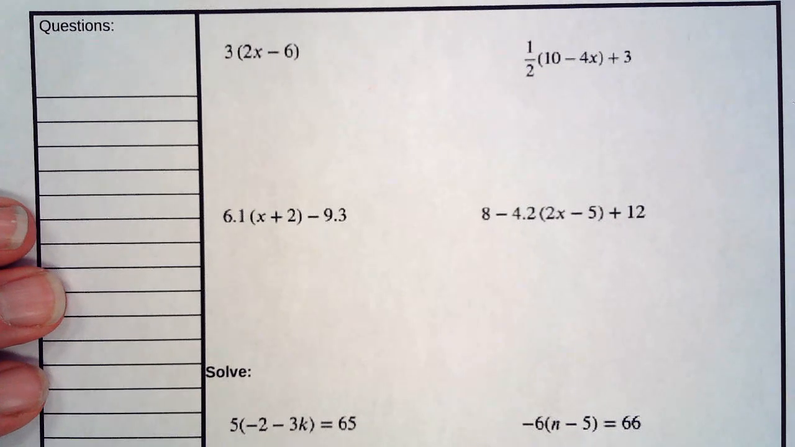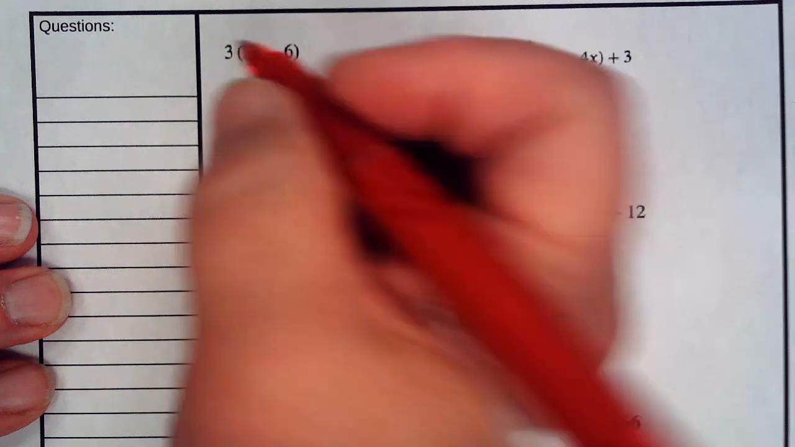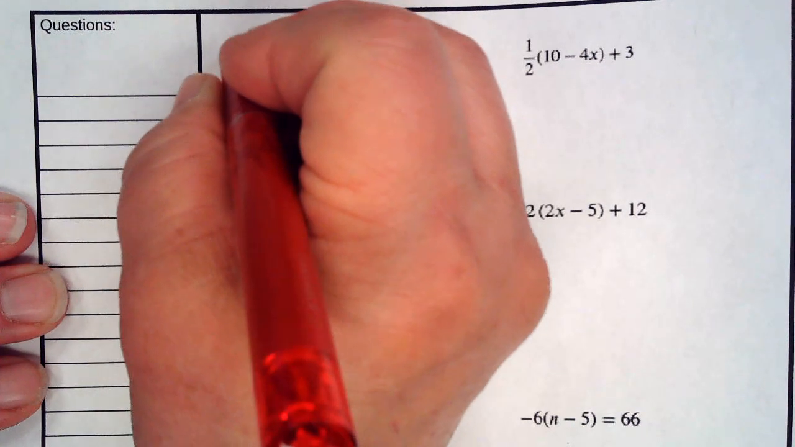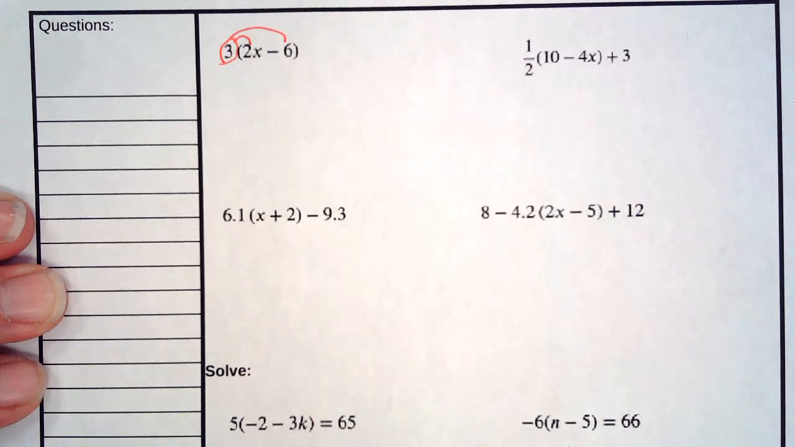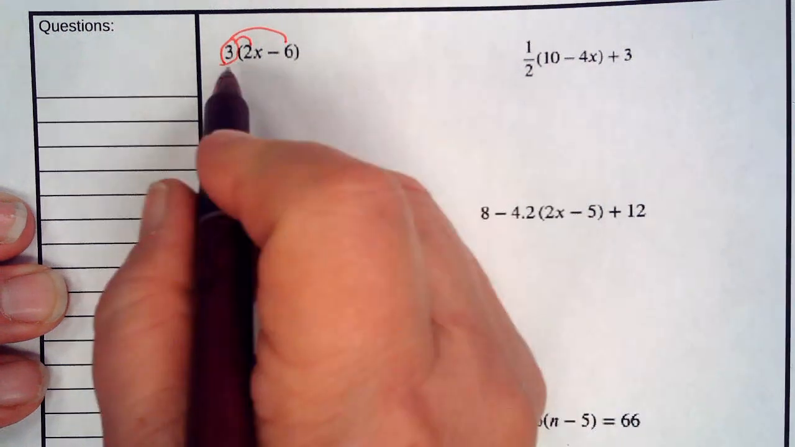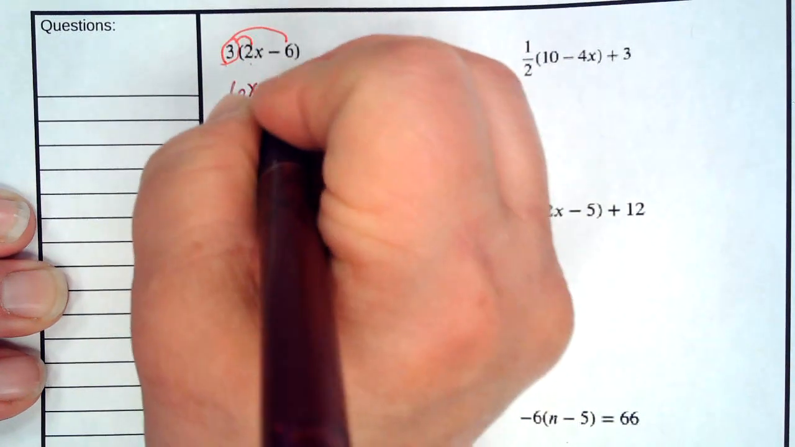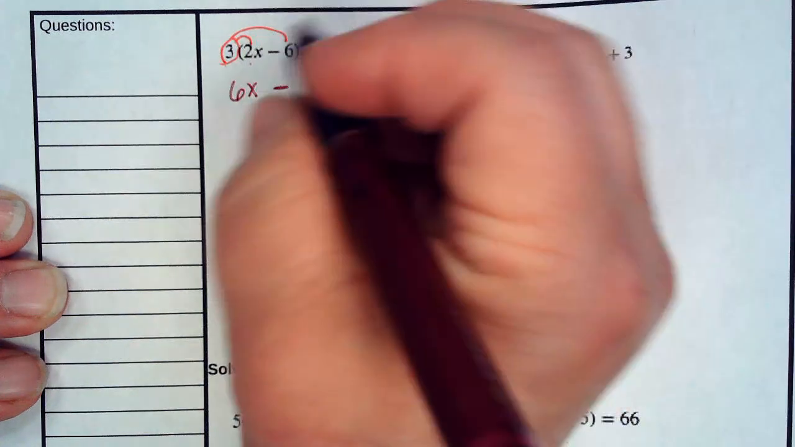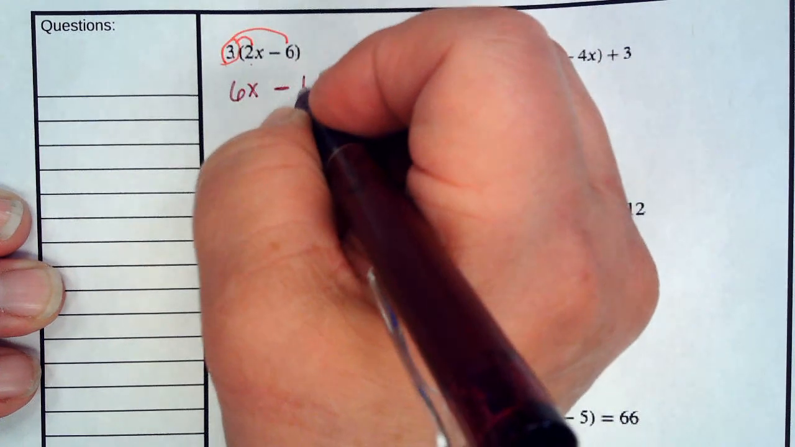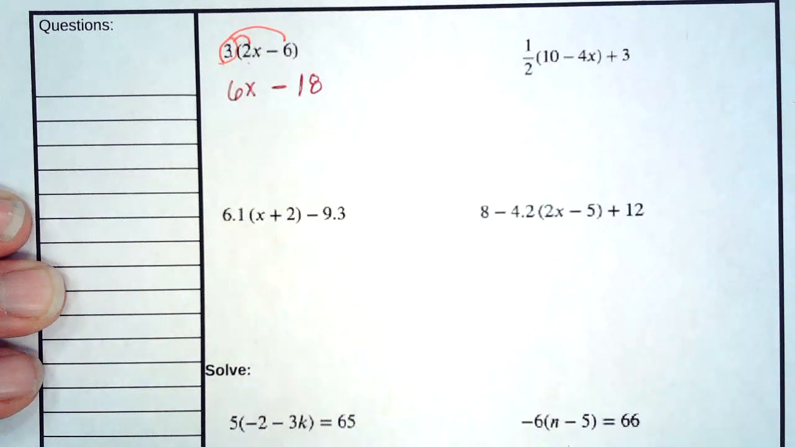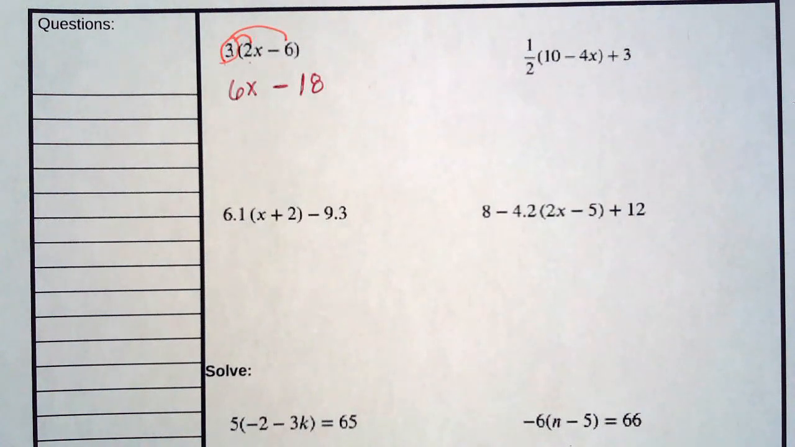Okay, as we distribute, we take that term outside and multiply by everything inside. 3 times 2x is 6x. Bring your minus sign down. 3 times 6 is 18. You're done. Okay, let's look at the next one.